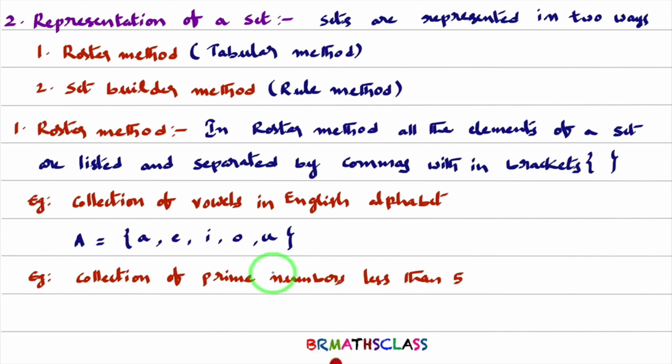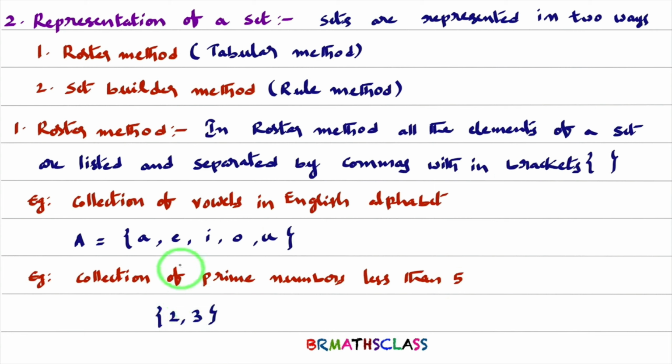So how do we represent this set in roster method? In roster method, all the elements of a set are listed and separated by commas within the brackets. So you list all the prime numbers which are less than 5. What are the prime numbers less than 5? 2, 3. They are listed and separated by commas within brackets.